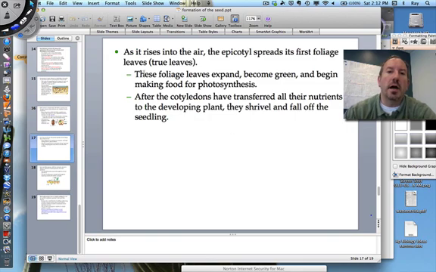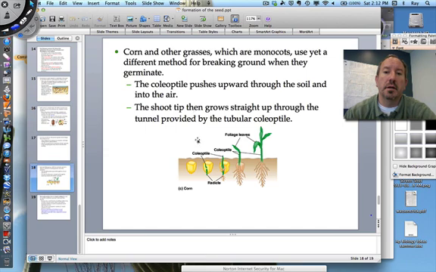And so, as it rises into the air, the hypocotyl, we sort of looked at this, expands its leaves, and therefore it's able to photosynthesize at that point, so the cotyledons then fall off. And then likewise, we saw this as well. The corn forms the radicle, the coleoptile comes up, and then the first full, true leaves emerge.